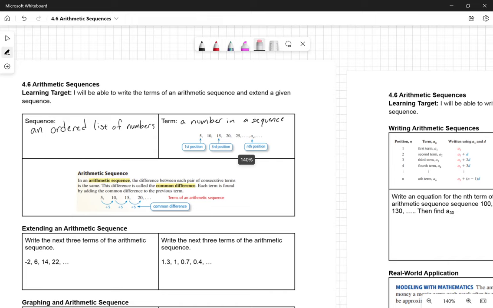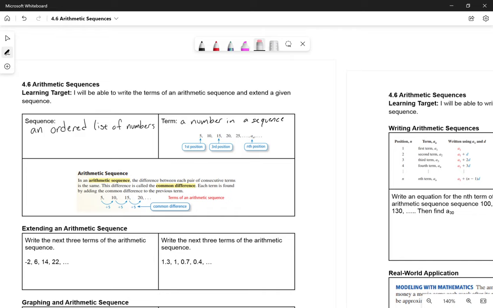A sequence is an ordered list of numbers, and each number in a sequence is called a term. An arithmetic sequence is one where you find the difference between each pair of consecutive terms to see if it's the same. This difference is called the common difference, and each term is found by adding or subtracting the common difference to the previous term. And understand, an arithmetic sequence can never have multiplication or division.